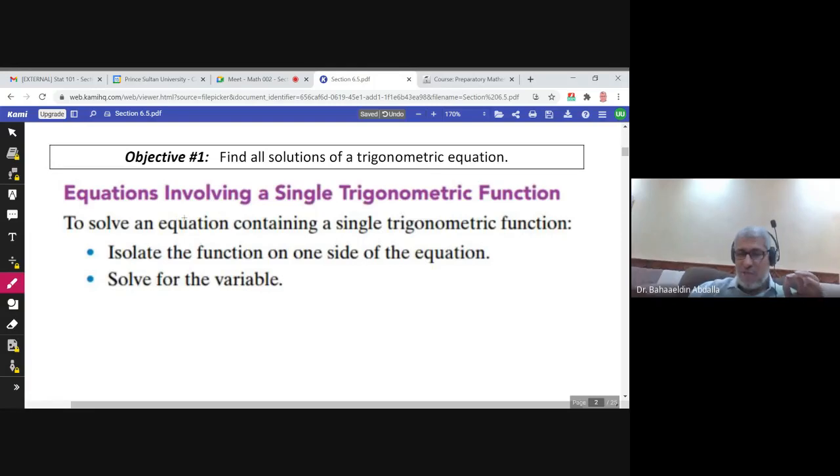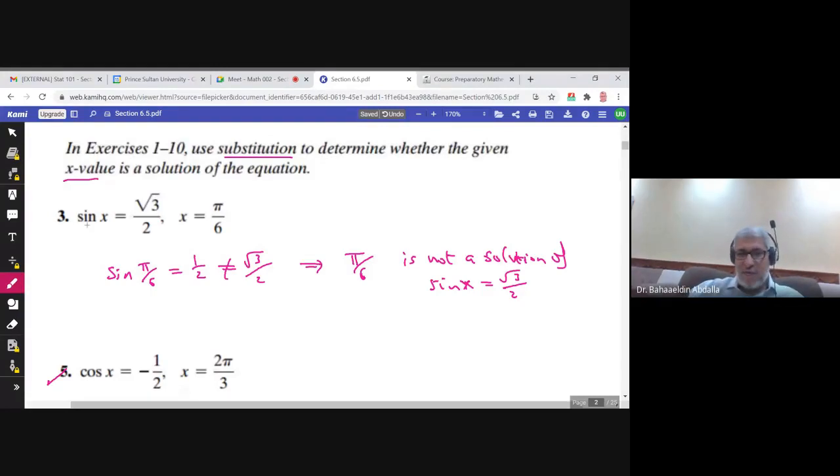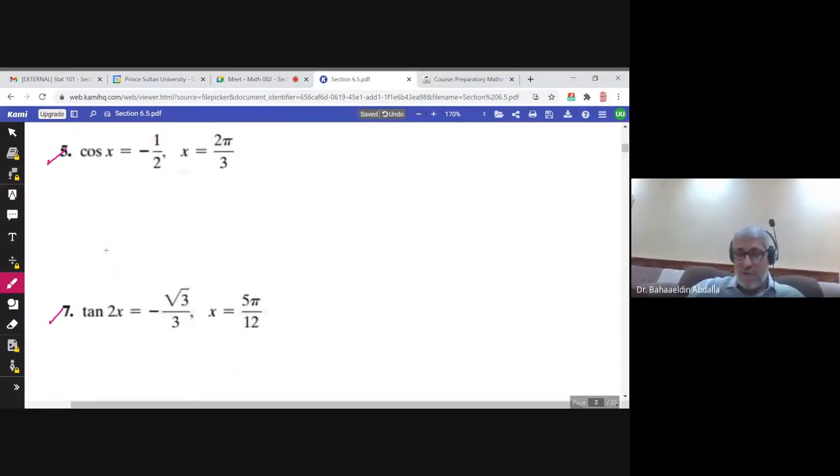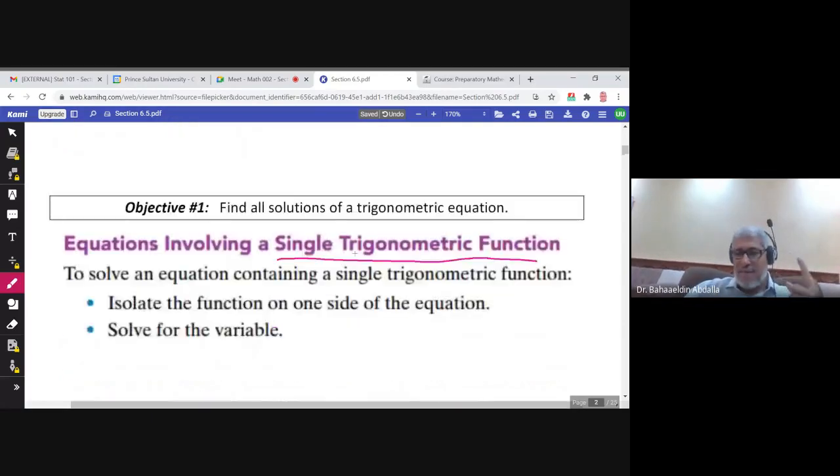Our first objective in the section is how to find all solutions of a trigonometric equation. And we will consider now equations involving a single trigonometric function. Like what? Like these equations. All of these equations, sine x equals, cosine x equals, tan 2x equals, involve a single trigonometric function. In the coming objectives, we will talk about equations with more than one trigonometric function.